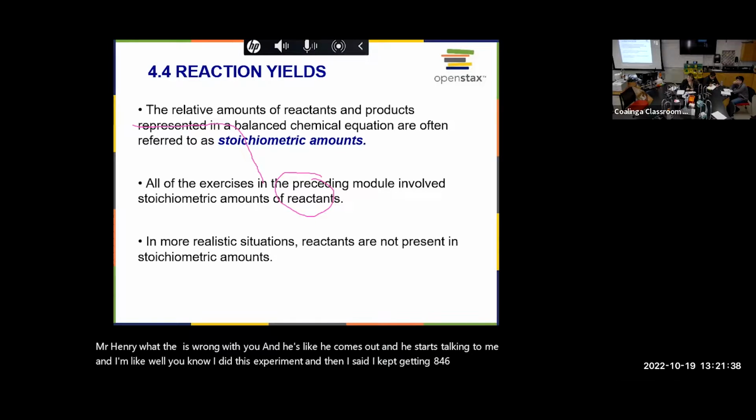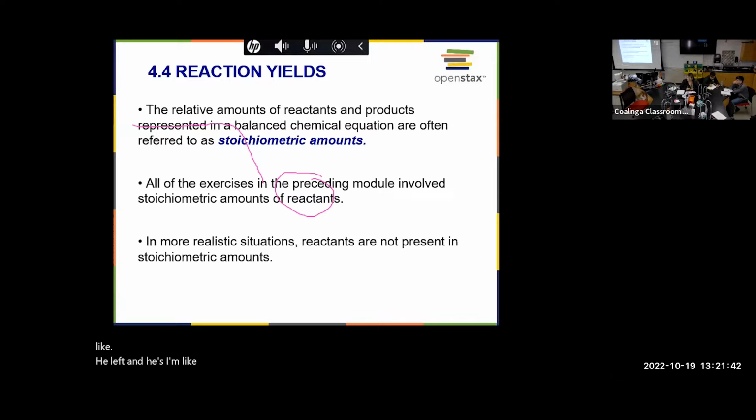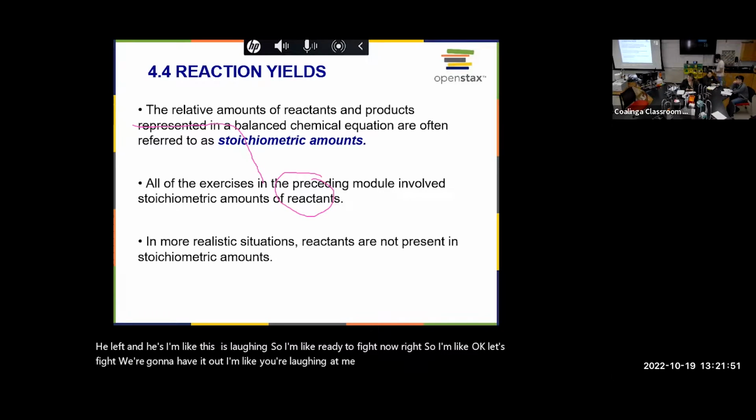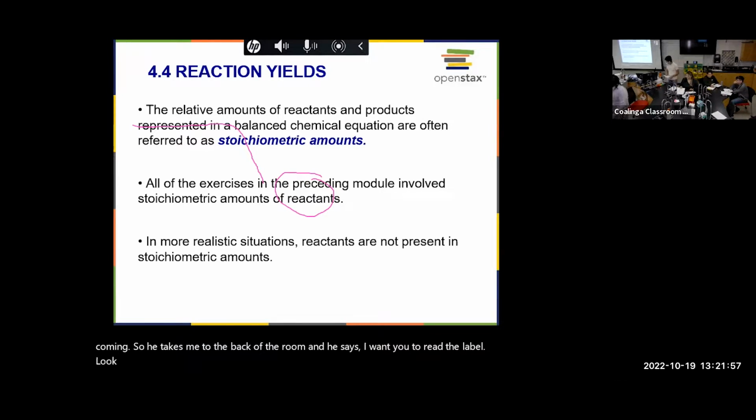And he laughs. And I'm like, this motherfucker's laughing. So I'm like ready to fight now, right? So I'm like, okay, let's fight. We're going to have it out. I'm like, you're laughing at me? He's like, Mr. Henry, come with me. So he takes me to the back of the room. And he says, I want you to read the label on this. Look at it. I look at it.